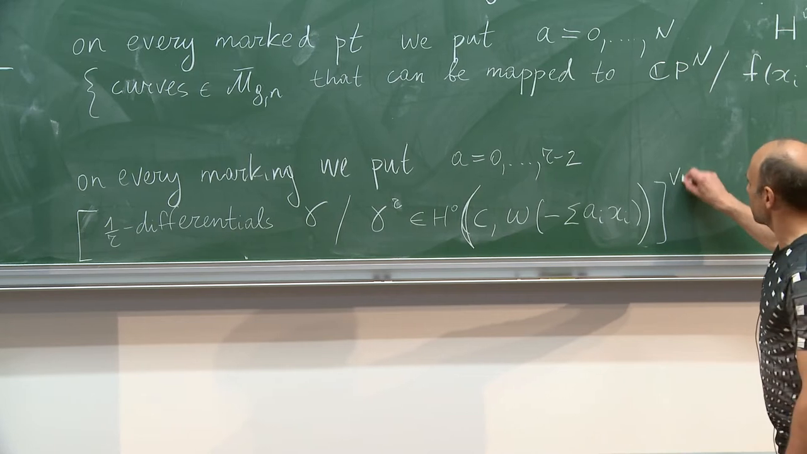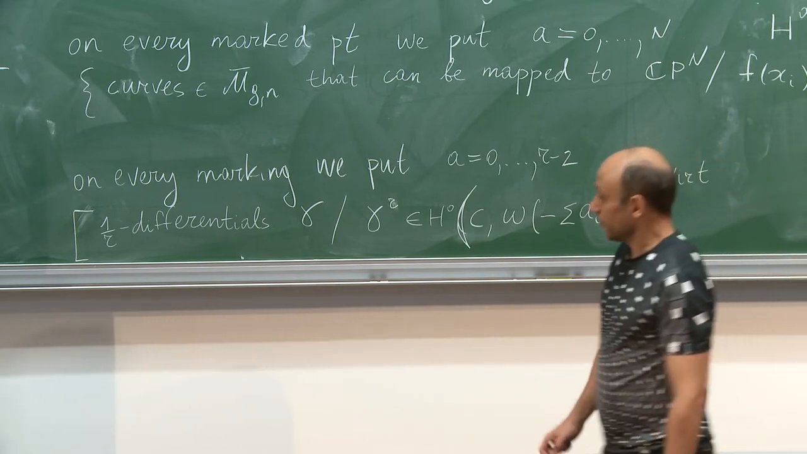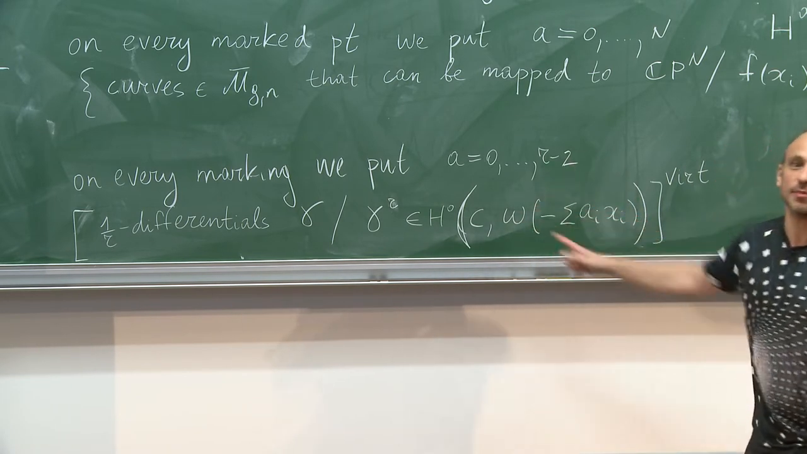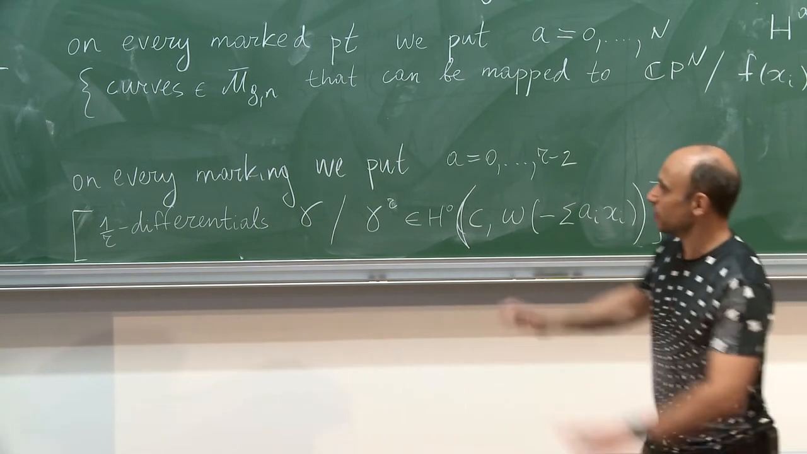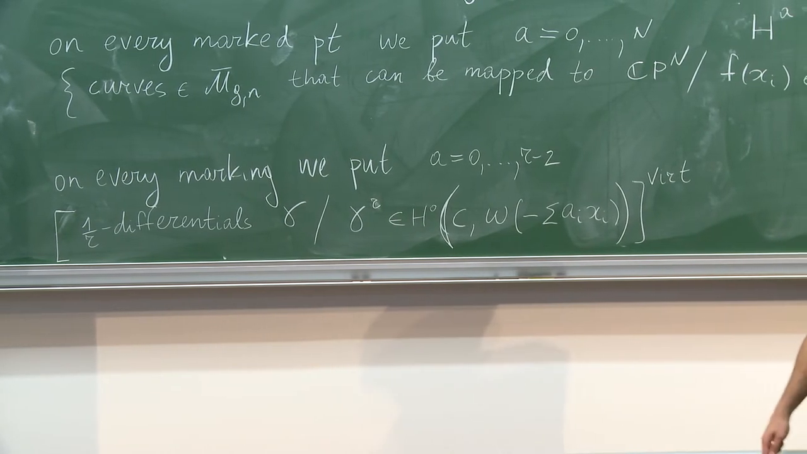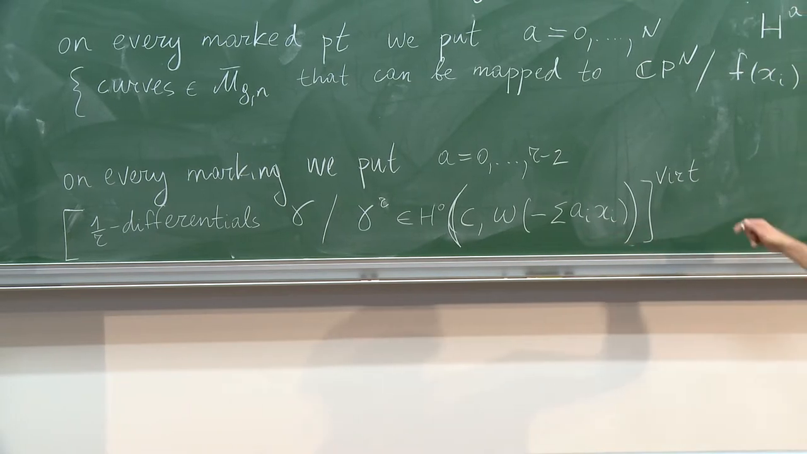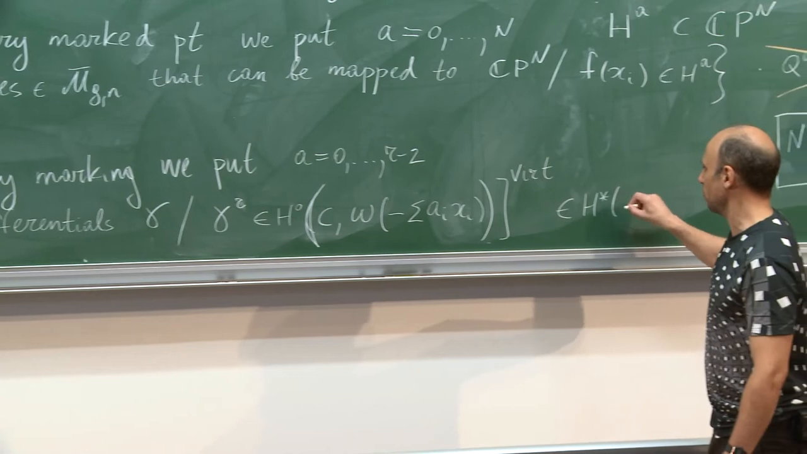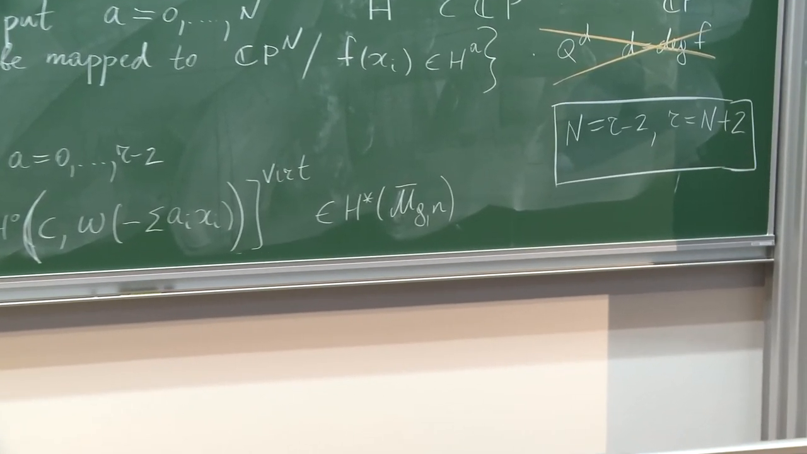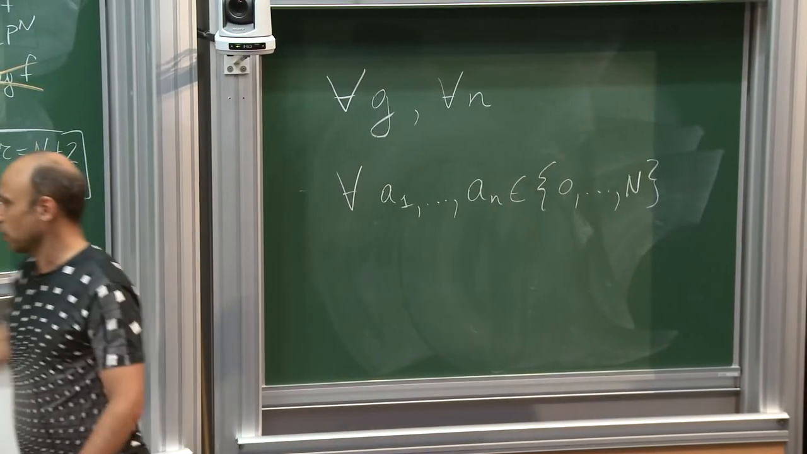And here I add this magic word virtual cycle. So actually, if you study 1 over r differentials like that, you will see that most of the time the rth tensor root of this line bundle has no sections. So the only 1 over r differential is the 0 1 over r differential. But even this is too much, because there is a 0 1 over r differential on every stable curve. And actually, if you compute the virtual dimension, it is smaller. So this thing cuts out a cycle inside. So this is a cohomology class in M_{g,n} bar. So again, for any genus, for any n, for any collection of ai's, you have a cohomology class in M_{g,n} bar.